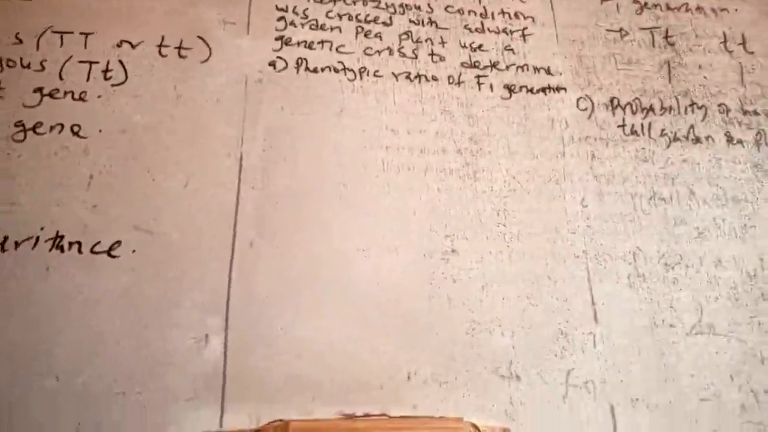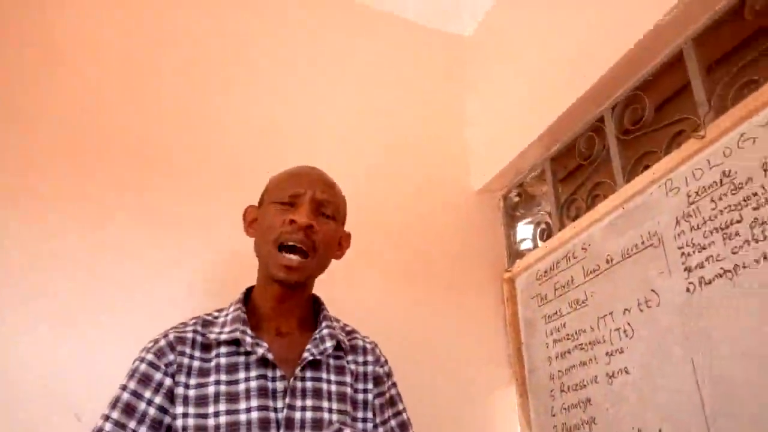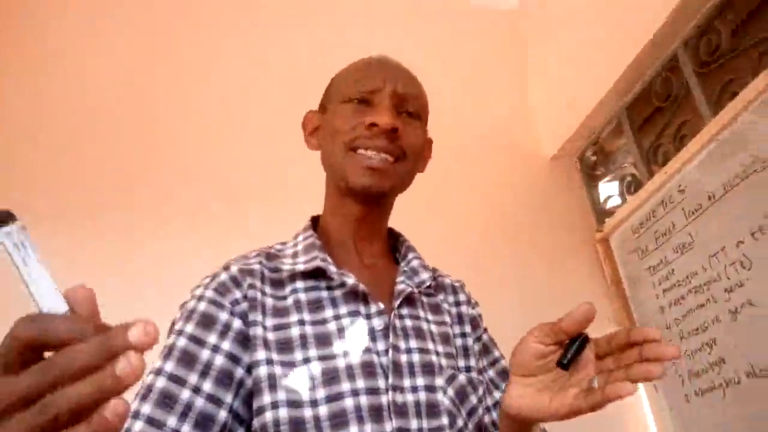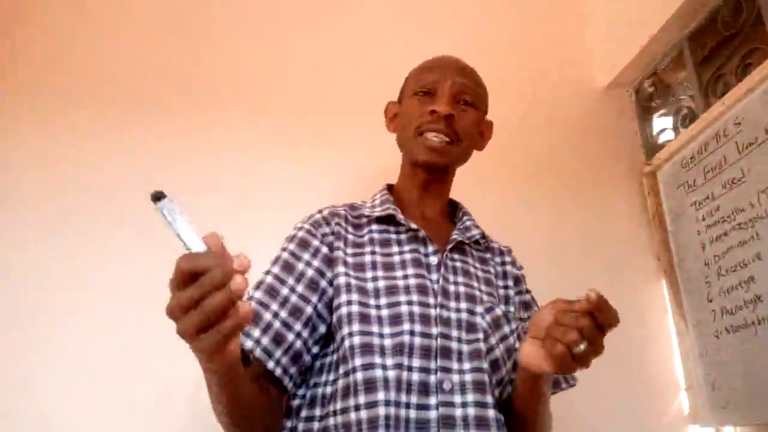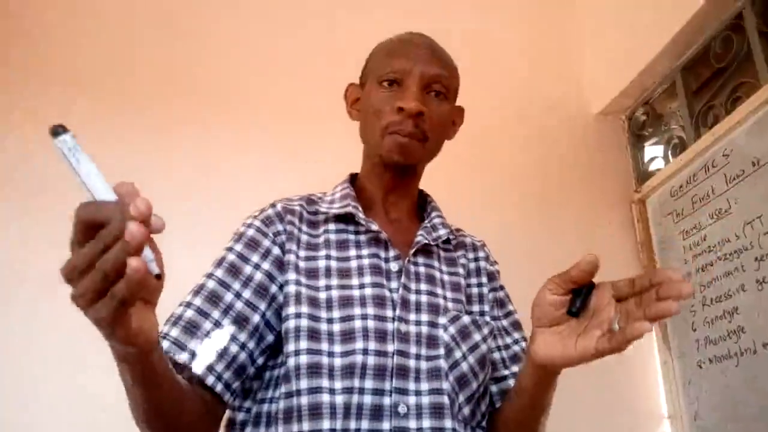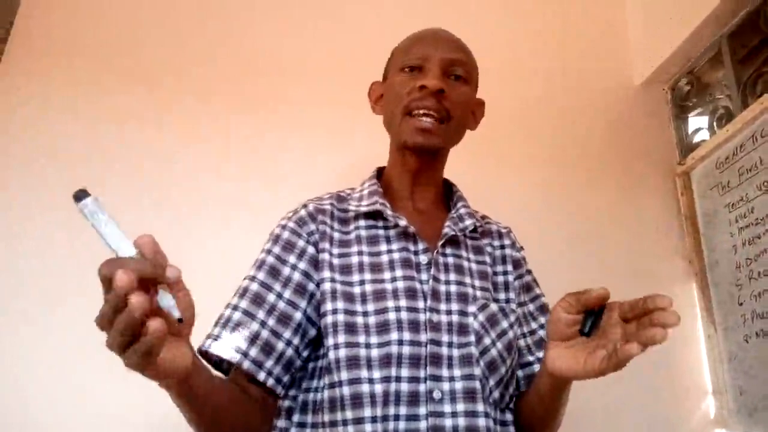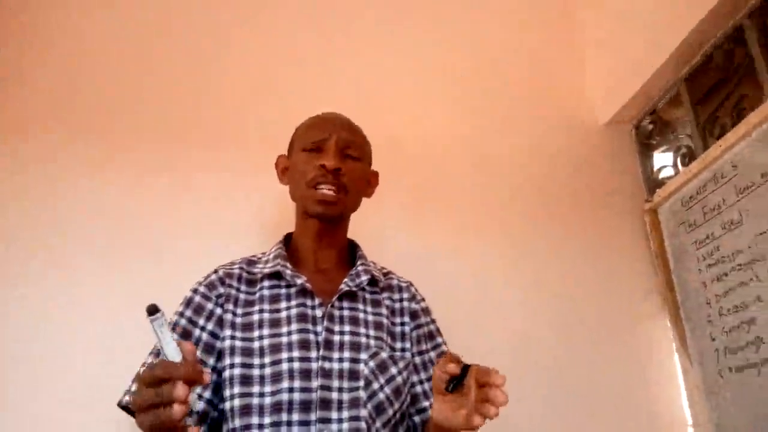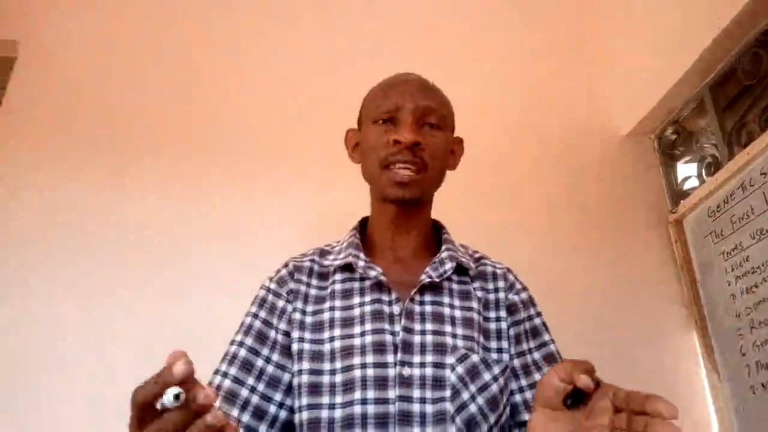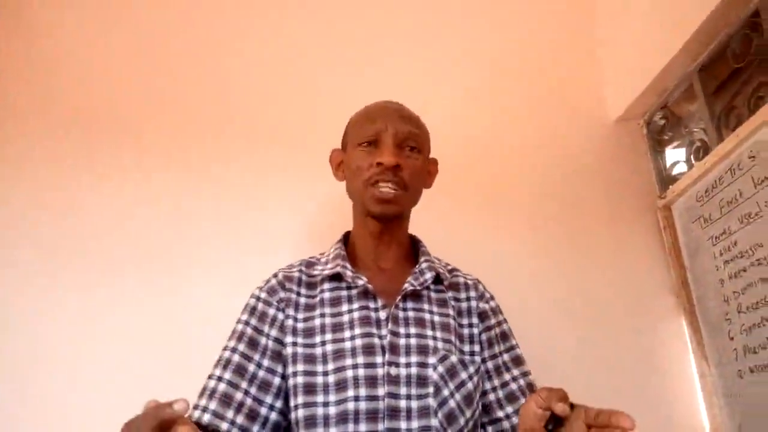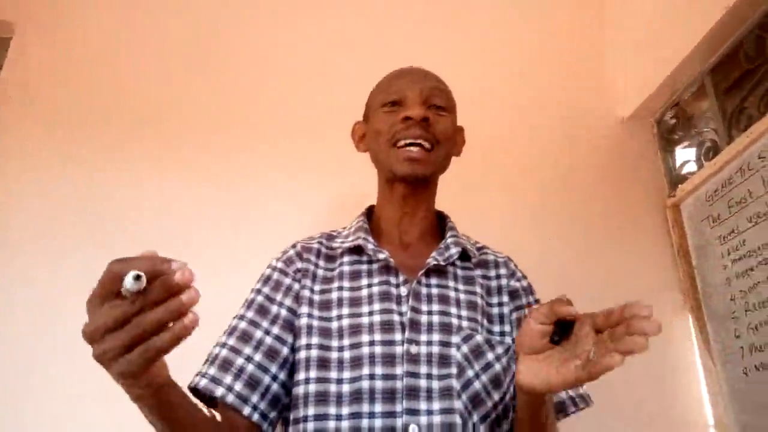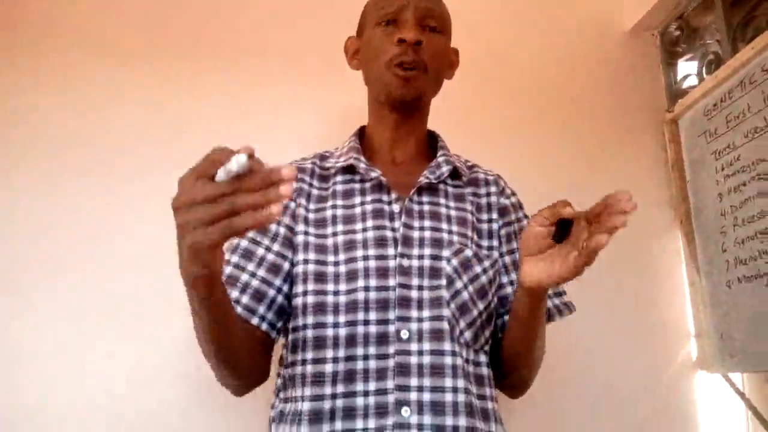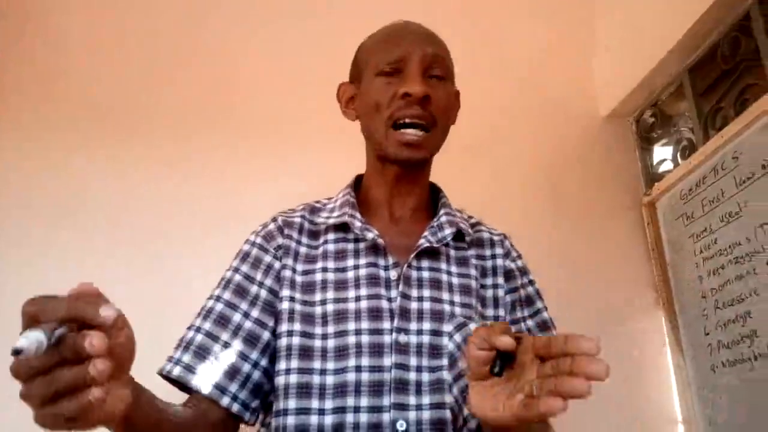And therefore I'm going to go to the fourth one, and that is a dominant gene. What is a dominant gene? A dominant gene is that type of gene that expresses its characteristic fully, both in homozygous and heterozygous condition. Whenever you are asked what a dominant gene is, you are supposed to say that a dominant gene is the type of gene that expresses its characteristic fully in both homozygous and heterozygous condition.